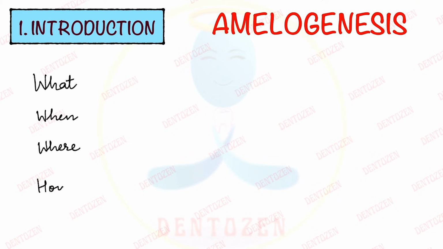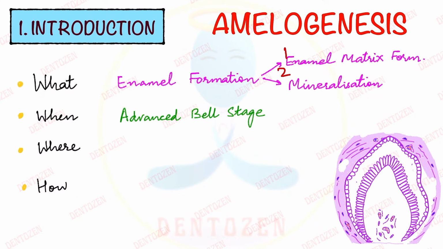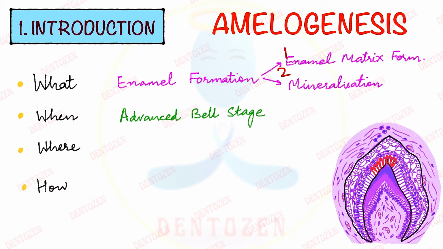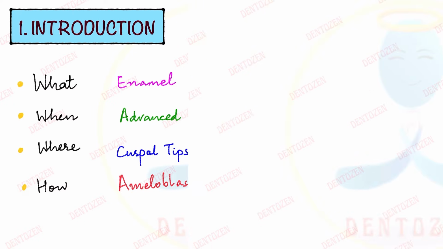Introduction. So what, when, where, how. You already know what is amelogenesis. Enamel formation occurs in 2 steps. When? It starts in the advanced bell stage of tooth development, when the enamel organ is bell shaped and its inner enamel epithelials change into ameloblast cells and start the enamel formation at the cusp tip. So it starts at the cusp tip and proceeds towards the cervical region. And how? Ameloblast cell will carry out all the stages of amelogenesis.